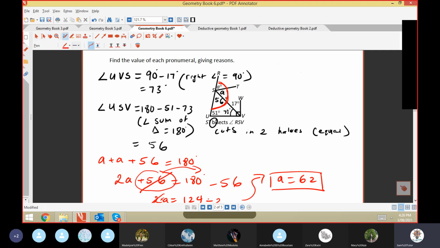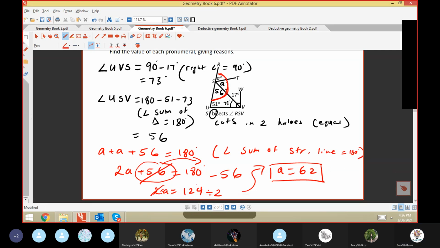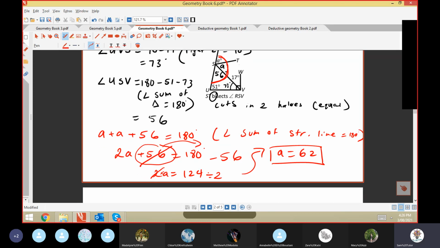Oh, I didn't write my reason. Angle sum of a straight line equals 180 degrees. And then solve. There's a plus sign, we subtract. There's a multiplication sign, so we divide.